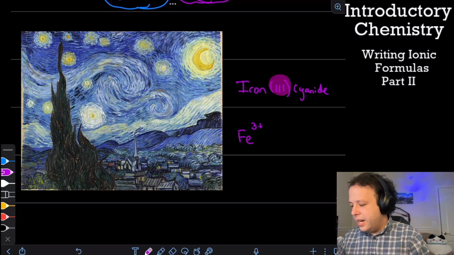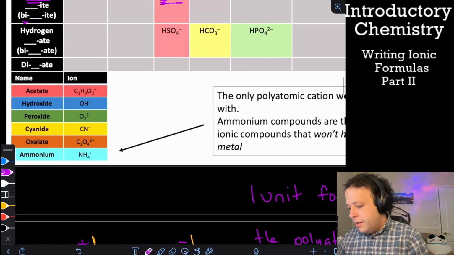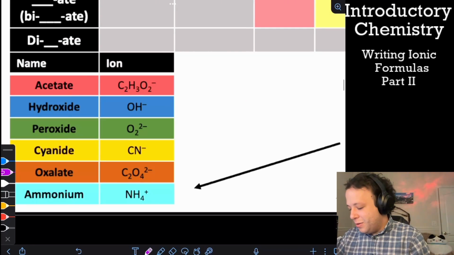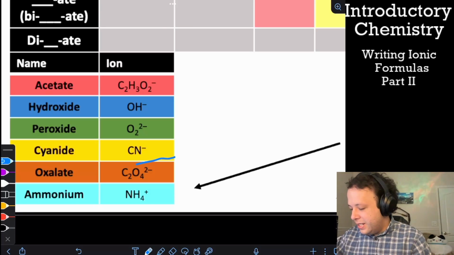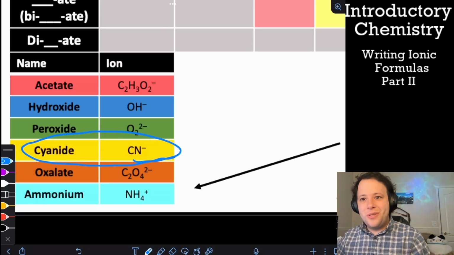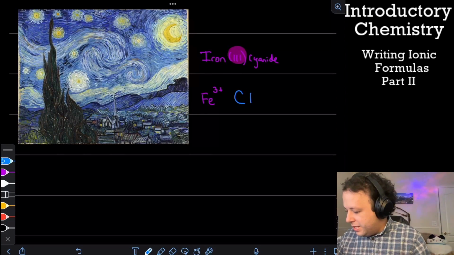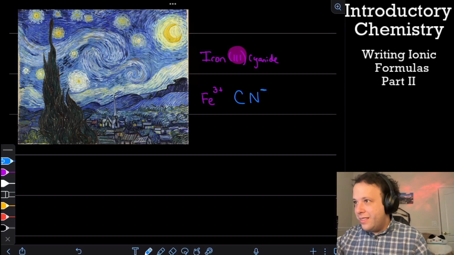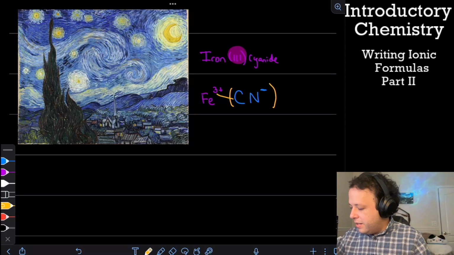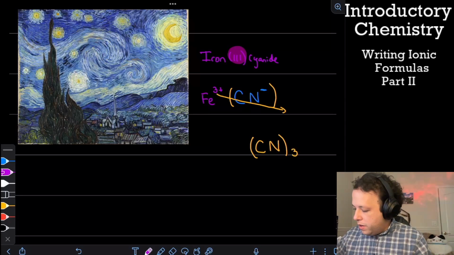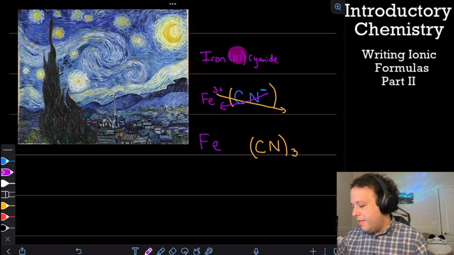Now, what is cyanide though? Why don't we go to our chart? If we look at our miscellaneous ones here, cyanide is CN minus. So we're going to use that one and go through this particular example. We'll have iron and CN minus. When we go through this, we're going to do our swap drop. We're going to put parentheses around CN. The number is going to come next to it. So if we rewrite that, that's going to be CN in parentheses with a 3. And then the 1 from cyanide will come over to iron and it'll be Fe(CN)3.